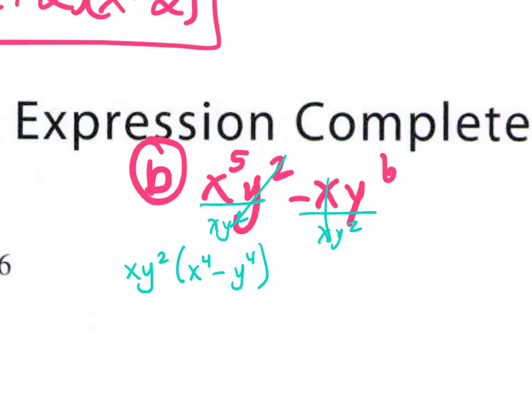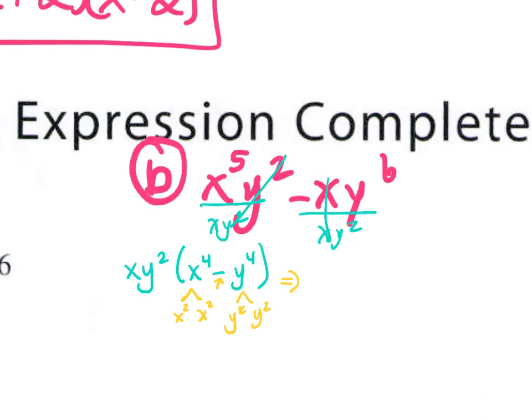What's the question that I ask myself when I have a binomial left over and there's a minus sign in the middle? Is this the difference of perfect squares? Is this the minus sign? Yes. What times what will give me x to the 4th? X squared and x squared. What times what will give me y to the 4th? Y squared and y squared.